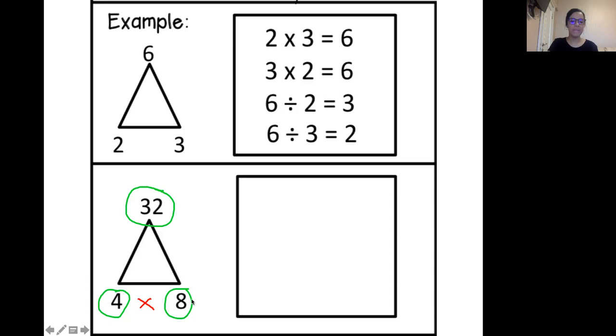So 4 times 8 equals 32. 8 times 4 equals 32, and we can even put the division here to remind us that that's why the big one is on top. 32 divided by 8 equals 4. 32 divided by 4 equals 8. So now what we need to do is create and build our fact family using these three numbers.